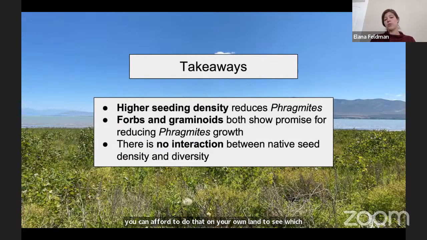There's no interaction between native seed density and diversity that I have found. So I would recommend focusing on just the best species for your area at the highest densities you can afford.